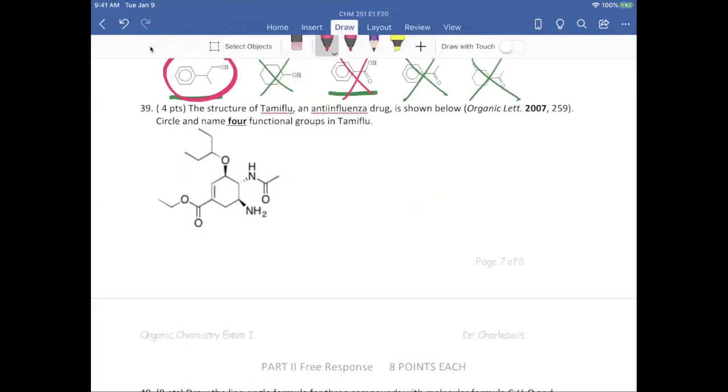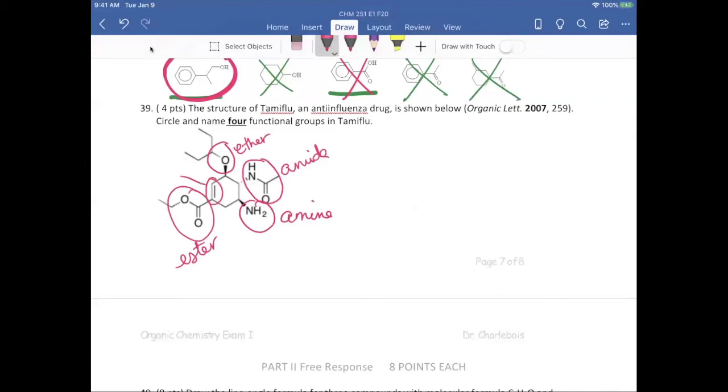And so let's take a look at 4 functional groups that are in Tamiflu. Right here we have an ether. Right here we have an amide. Right here we have an amine. Here we have an ester. I only asked you to find 4, but there are 5 here, and this is an alkene.